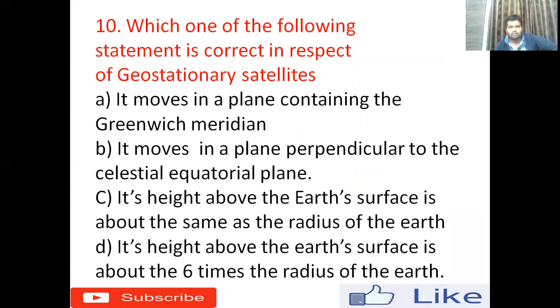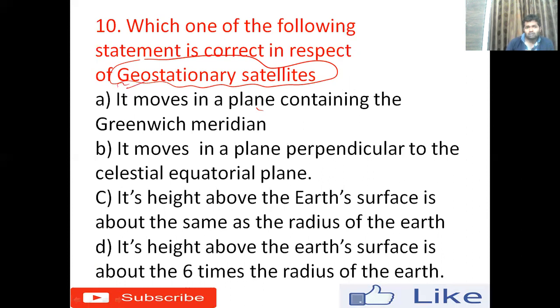Which one of the following statements is correct in respect of geostationary satellites? What are geostationary satellites? Satellites are the celestial bodies which will be there in space. There are two types of satellites. One is the man-made satellite, another one is the natural satellite. Our Earth has only one satellite, that is our moon. Next one is the geostationary satellite.